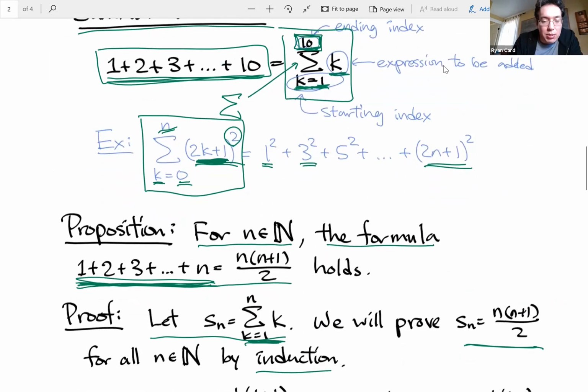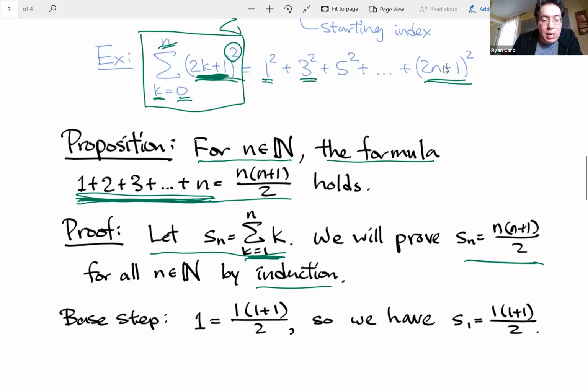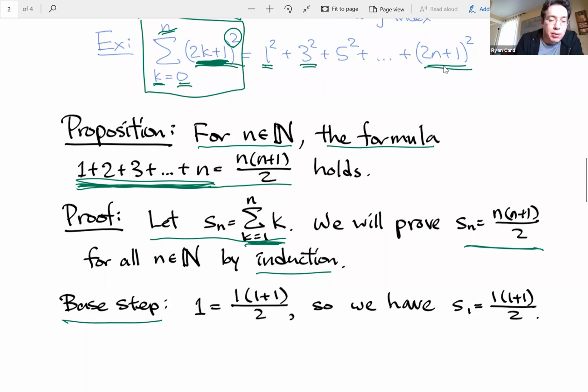Okay. So let's prove the case of 1. That's sometimes called the base step, so I will label it as such. You just plug 1 into the formula that's given, right? So if I just add 1, then 1 is the same thing as 1 times 1 plus 1, so 1 times 2, all divided by 2, is equal to 1. So the base step is checked.